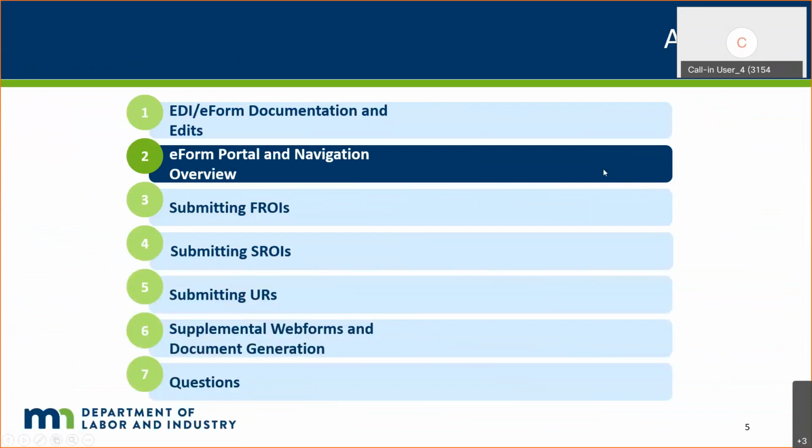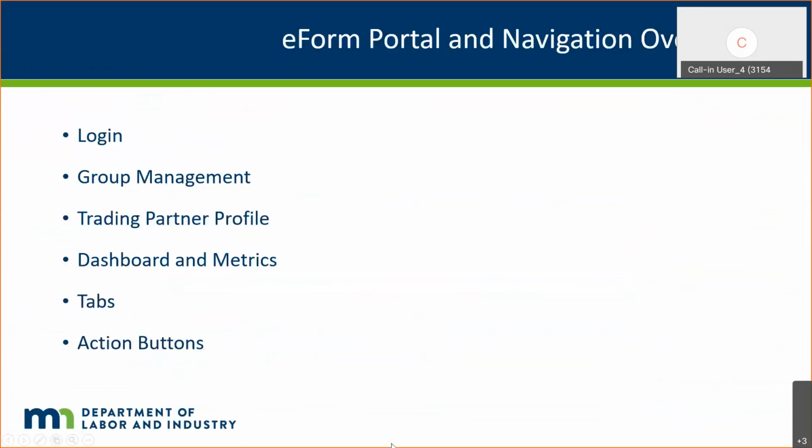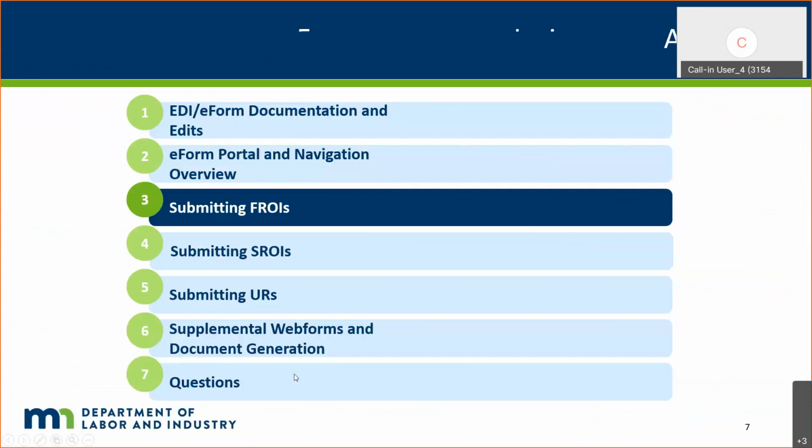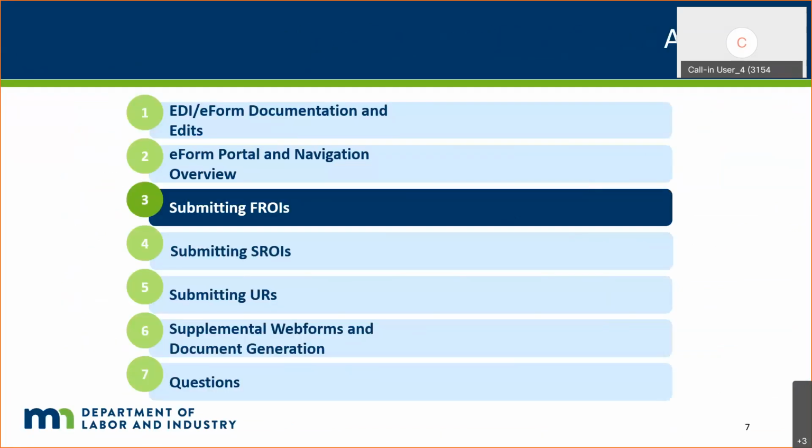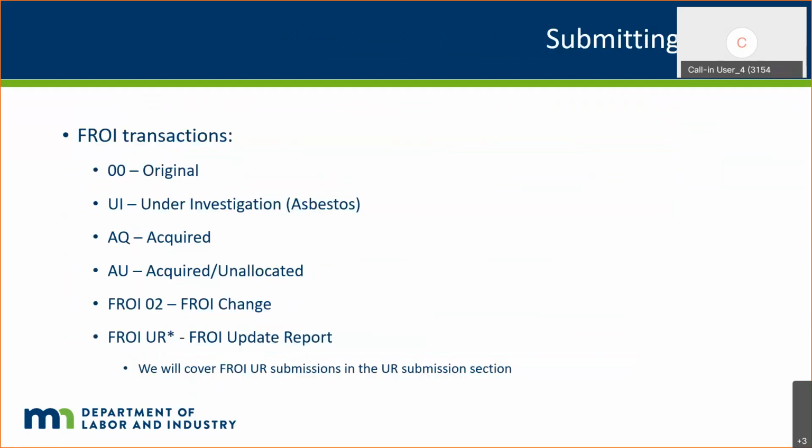So just to jump back into the slides here, the last thing I wanted to show you was our action buttons. That actually goes a little bit better with the next piece of the training, which is submitting Froys. So these are the Froy transactions that will be available to be submitted in Minnesota. We have the 00, the UI, the AQ, the AU, the Froy 02, and the Froy UR.